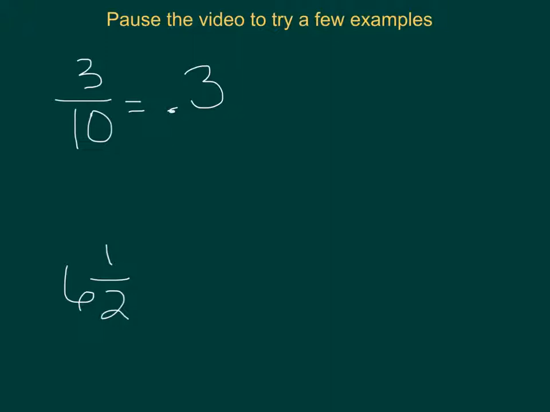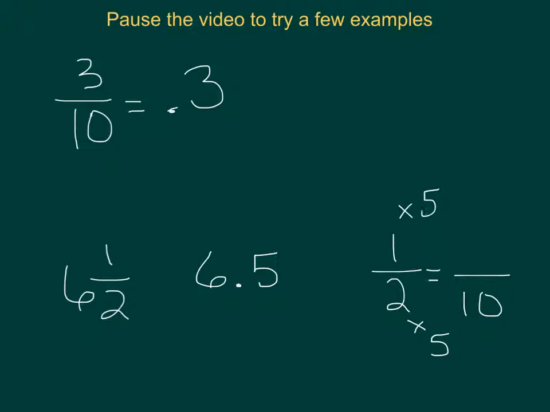Now we have 6 1/2. 6 goes out front, and we have to turn the 1/2 into a decimal. Some of you may already know that 1/2 is 0.5, but if not, we can get that 0.5 because we can turn 2 into 10 by multiplying it by 5. So what we do to the bottom, we do to the top, and so we get 5/10, which is written as 0.5.